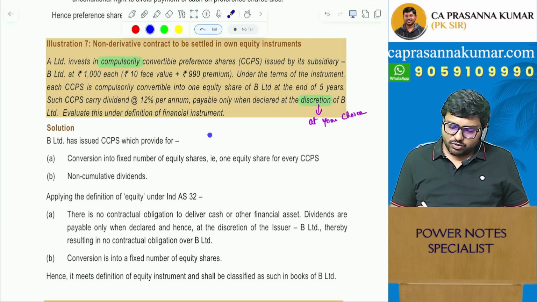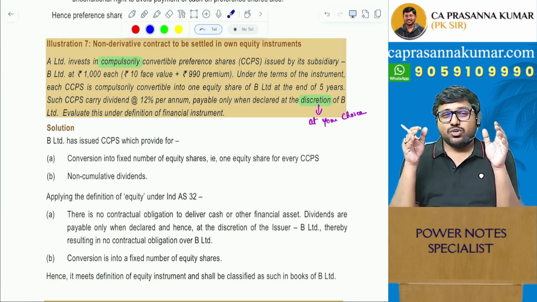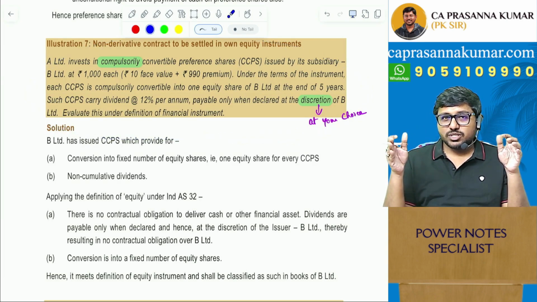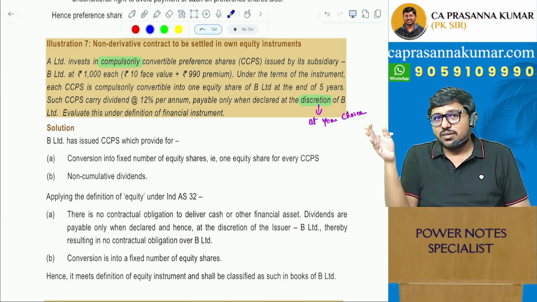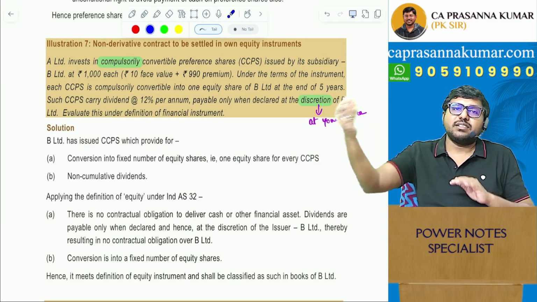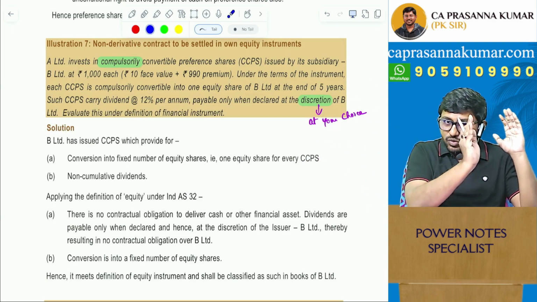So looking into both the points, what kind of instrument is it? Equity instrument. When it comes to equity instruments, we have seen two concepts now. One is where the company settles its own equity instruments, and the other is where somebody gives the company its equity instruments. You understand the point? We have seen only one part. In that also we have seen only the fixed to fixed test.